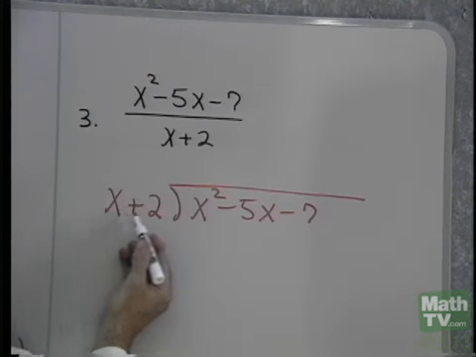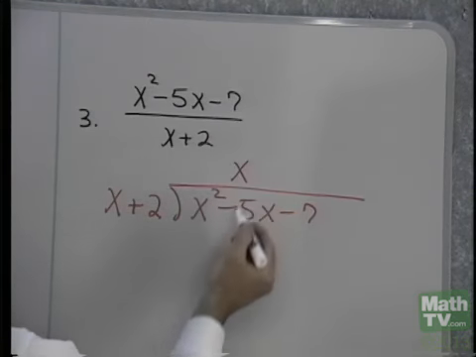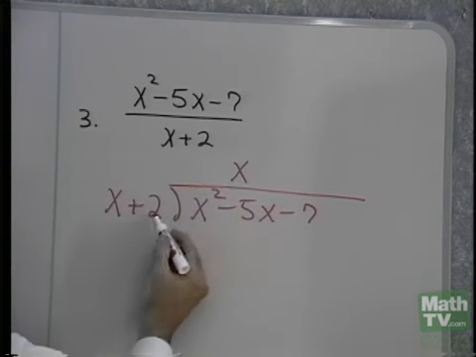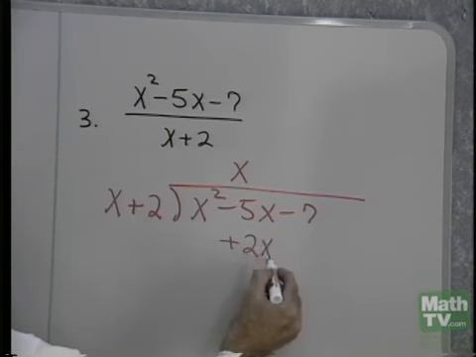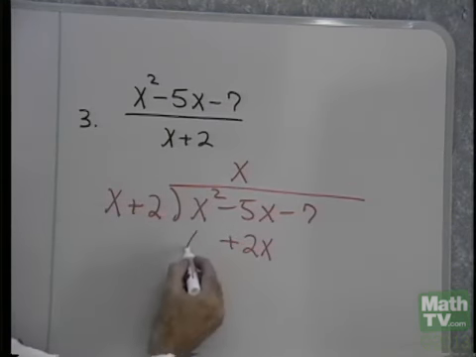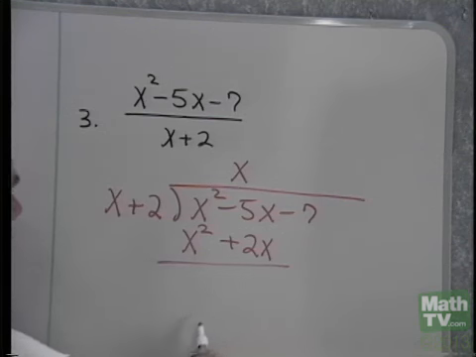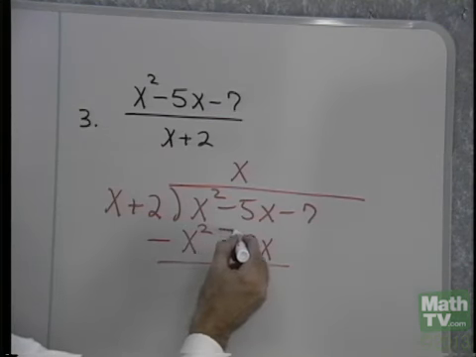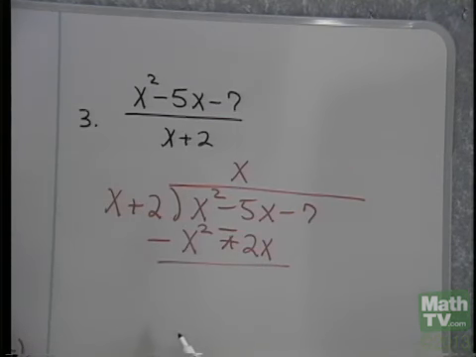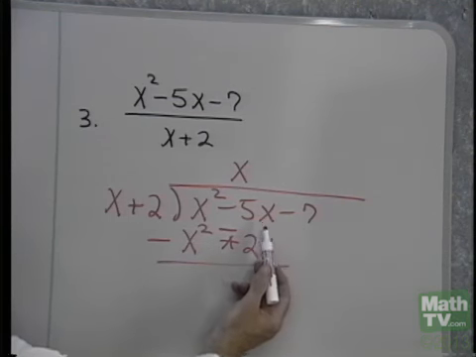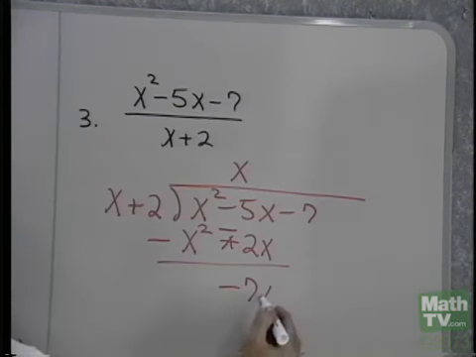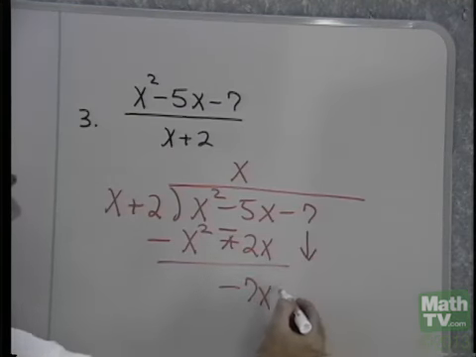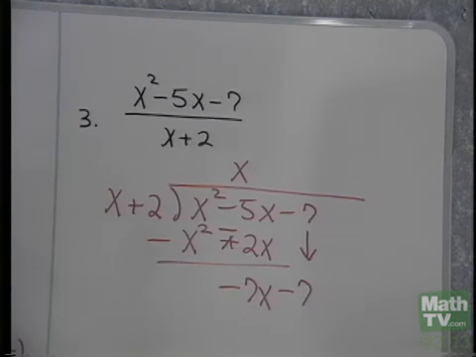I estimate by dividing x into x squared, that will be x, because x times x gives me x squared. Now I multiply x times 2 is 2x, and I'll write that under the term it's similar to. X times x is x squared. Next, I want to subtract this polynomial from this polynomial, so I change each of the signs and add, because subtraction is addition of the opposite. Negative 5x plus negative 2x is negative 7x. Positive x squared plus negative x squared is 0. Then I bring down the next term, minus 7, and I go through the process again.